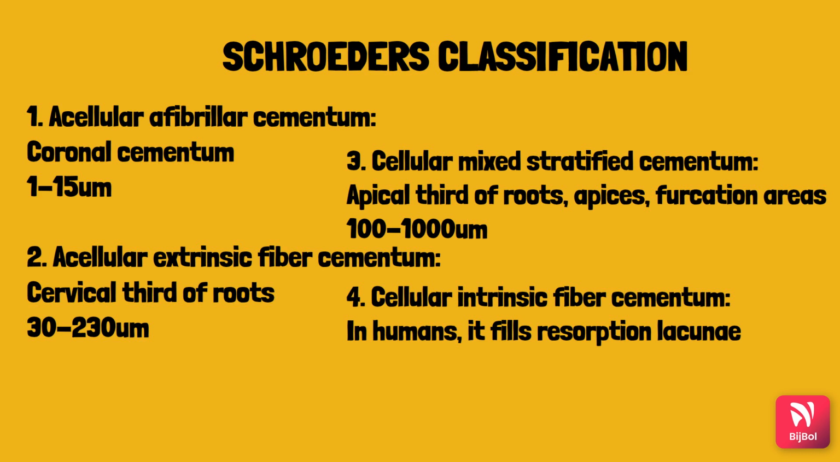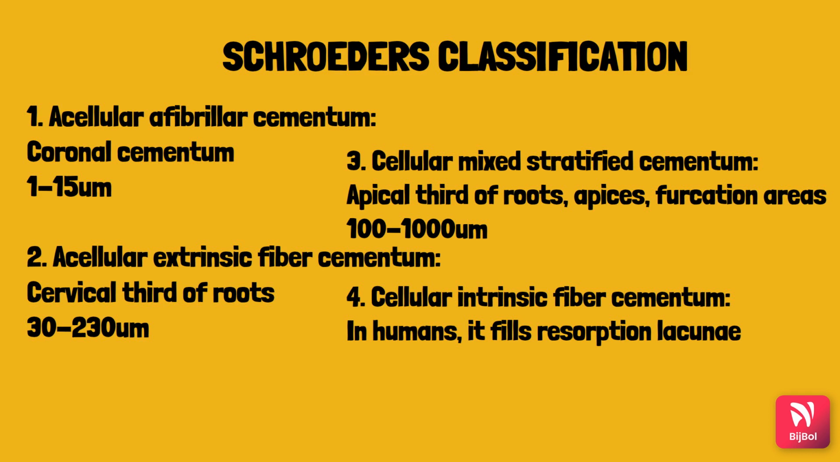The third variety is the cellular mixed stratified cementum. It is composed of intrinsic as well as extrinsic fibers. It is found in the apical third of the roots and in the furcation areas. Its thickness ranges from 100 to 1000 micrometer. Next one is the cellular intrinsic fiber cementum. It contains cells, it contains intrinsic fibers, but it does not contain extrinsic fibers. Another important point is that another term called intermediate cementum was also given by Schroeder.